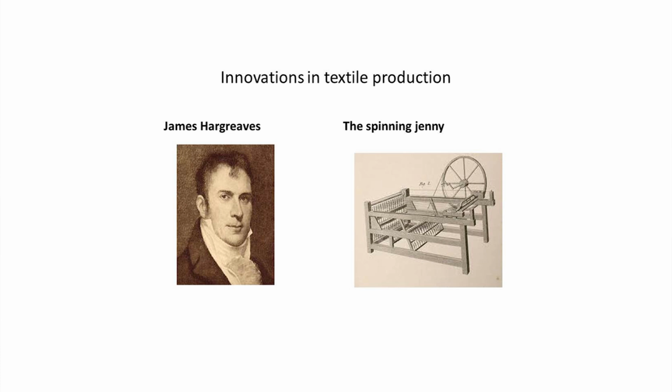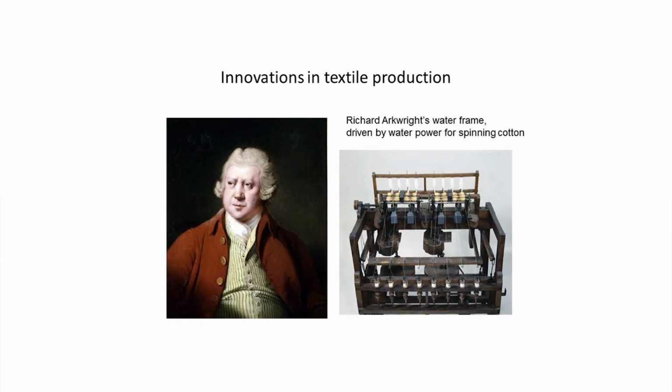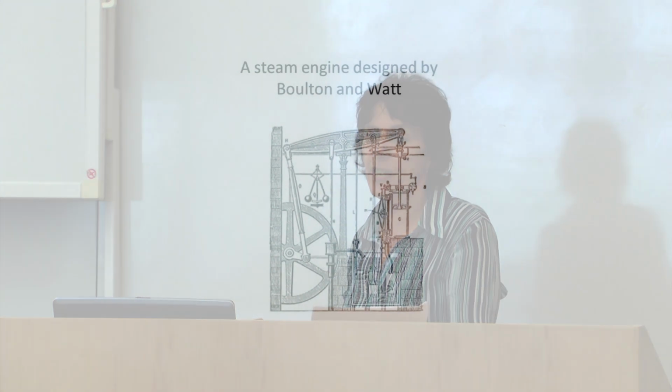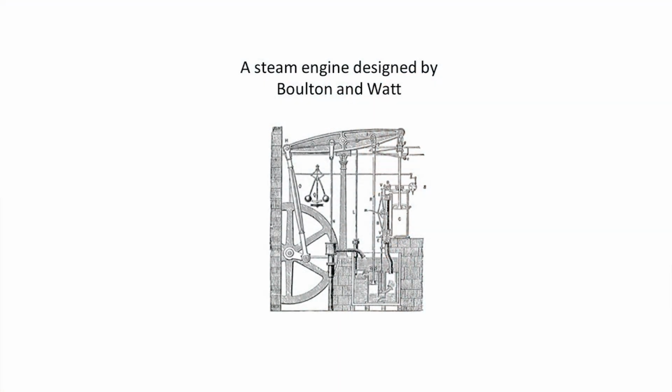We have innovations in the manufacture of textile. Here's an early one, James Hargreave with his spinning jenny. A little later, Richard Arkwright, looking rather well-fed and satisfied, with his water frame driven by water power for spinning cotton. And then, of course, very important for everybody, Matthew Boulton and James Watt. Boulton on the left, the rather flamboyant businessman, and the extremely dour-looking Scotsman, James Watt, on the right. And his beautiful machine, steam engine designed by Boulton and Watt.